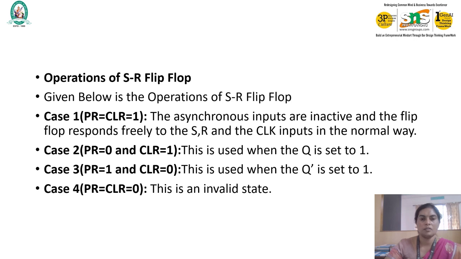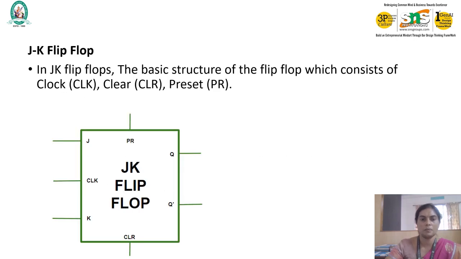In case 1, if preset and clear are equal to 1, the clock input is in the normal form. In case 2, if preset is 0 and clear is 1, then Q is set to 1. In case 3, if preset is 1 and clear is equal to 0, then Q dash is set to 1. And in case 4, if preset and clear are equal to 0, it is said to be in an idle state or an invalid state. So this is how an SR flip-flop works based on the preset and clear inputs as the clock changes. So this is all about the SR flip-flop.